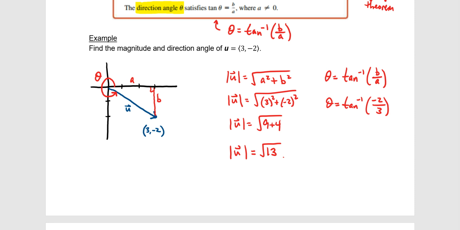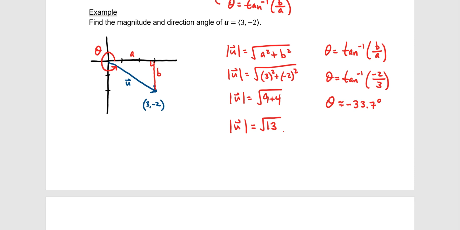The angle is always measured from the positive x-axis going counterclockwise to that vector. So that's the angle that we're looking for. When we type this in the calculator, in degrees, we get about negative 33.7. That is obviously not our angle. Negative 33.7 represents this angle right here, the reference angle inside that triangle.